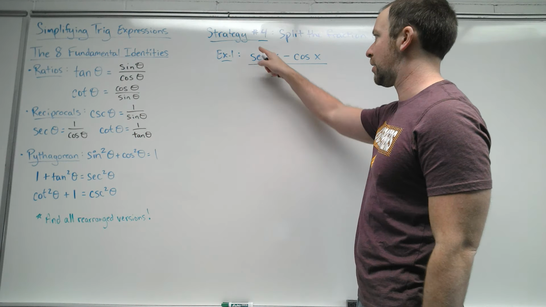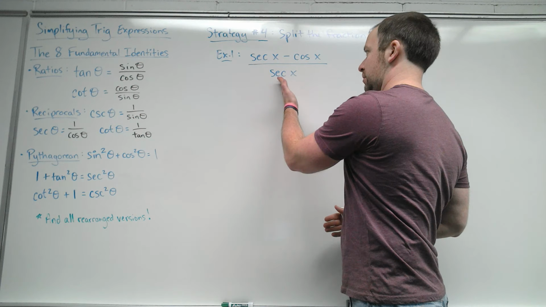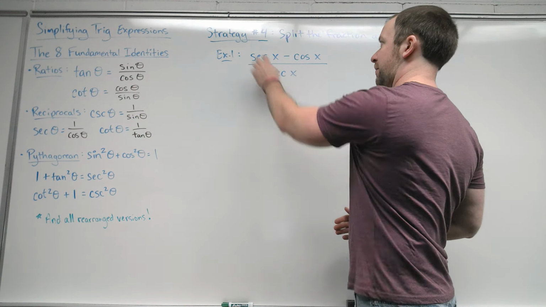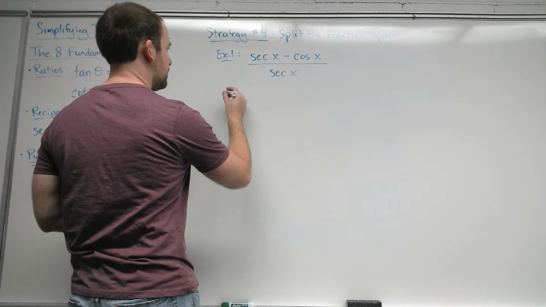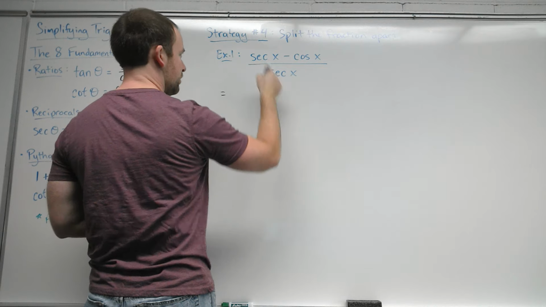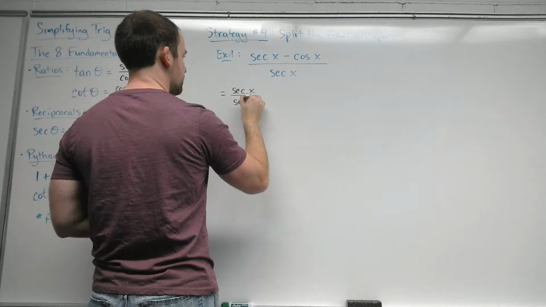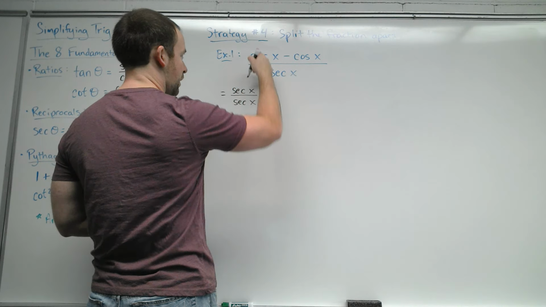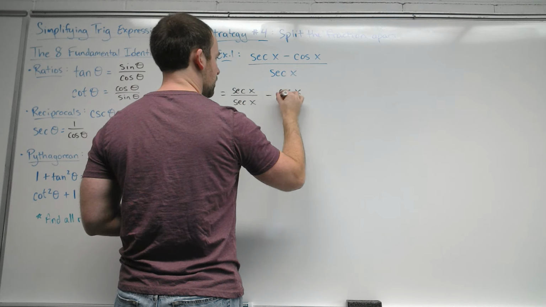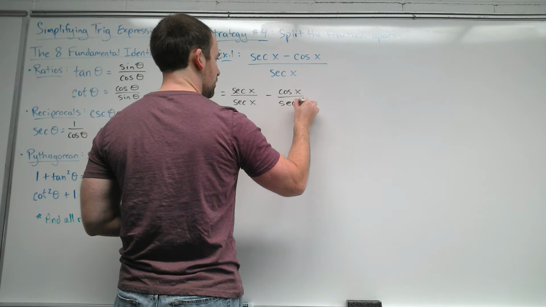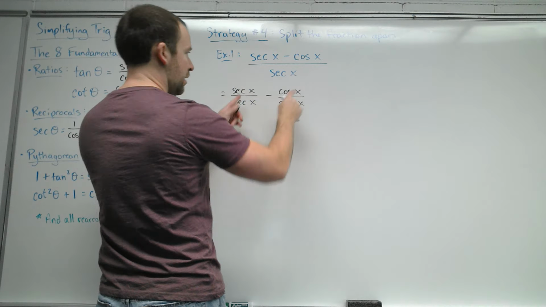If I can separate this out, I notice that these guys should cancel. But I can't just cancel them right away because this secant isn't just the denominator for this guy, it's the denominator for both. So as I go through it, I'm going to take it apart. I'm going to make sure that it's the denominator for both. So I'm going to do secant x over secant x, minus cosine x over secant x. So I made it the denominator for both.